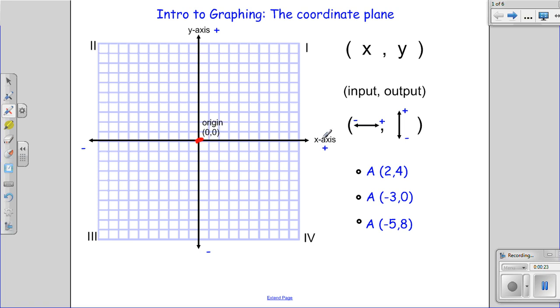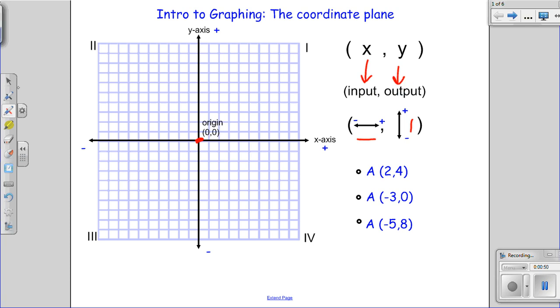We can go along the x-axis, positive to the right, negative to the left, or along the y-axis, positive up or negative down. Everything has an ordered pair. The x's go left and right, and the y's go up and down. The x is actually the input, and the y is the output. A lot of times we plug in x's, evaluate, and we get out y's.